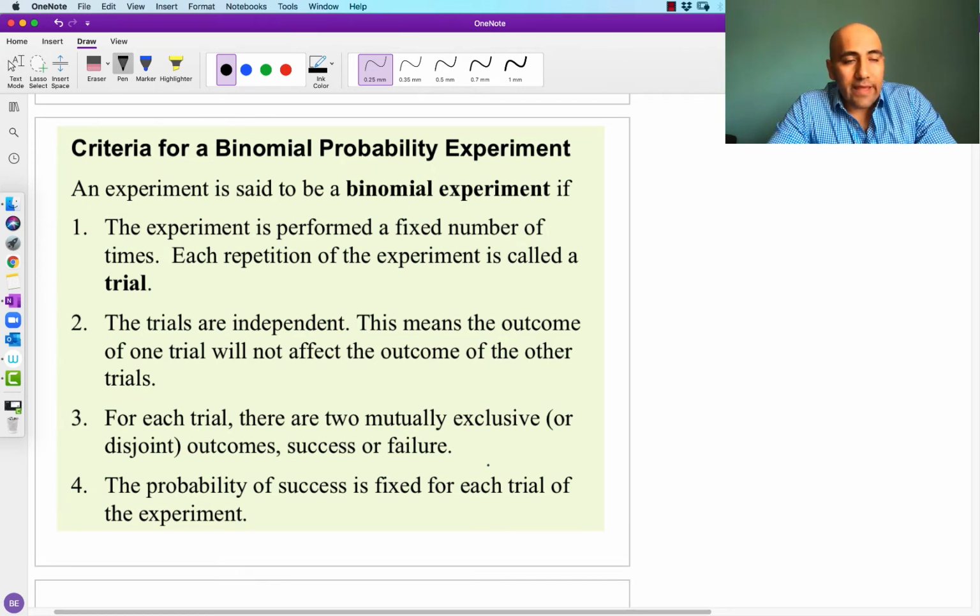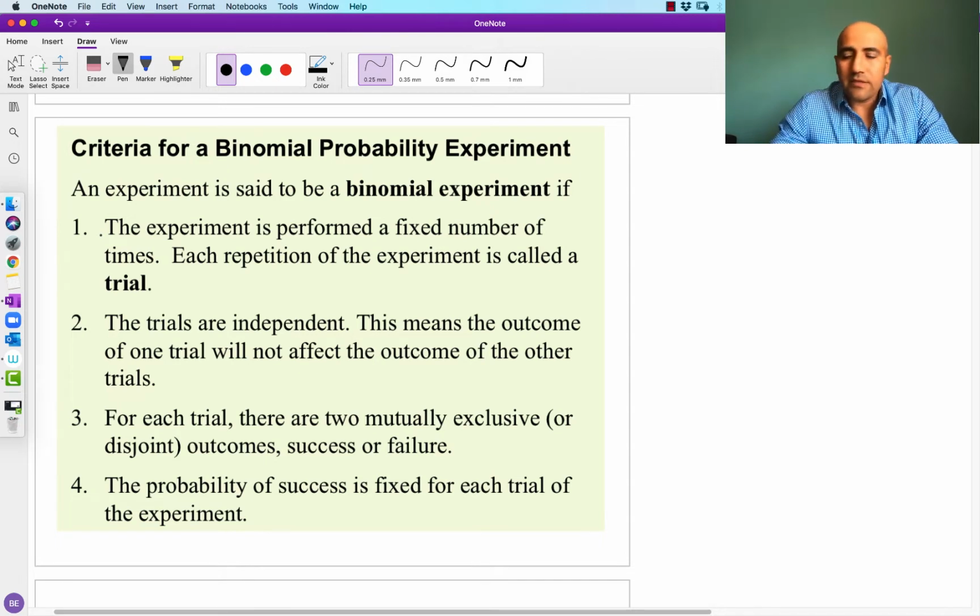How do we ruin that? Let's say the experiment was a little bit different. Let's say I'm going to take a person and have them shoot free throws, and I'm going to count how many times they fail before they make it the first time. In other words, how many attempts did it take to make the first shot? That fails this criteria of a binomial probability experiment.